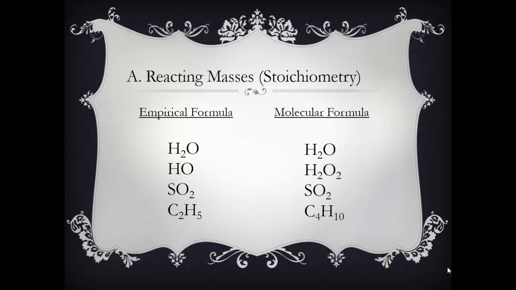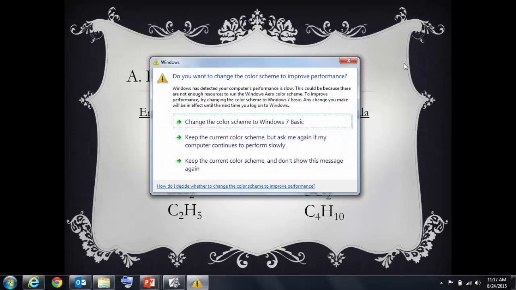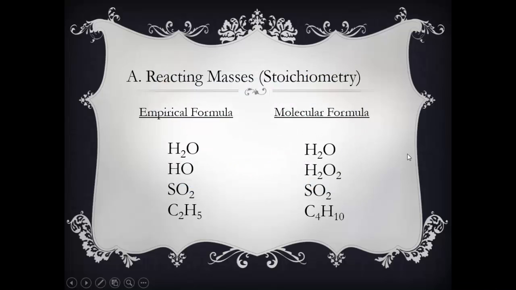C4H10, which is butane, is an actual molecule and can be reduced, can be reduced to C2H5.